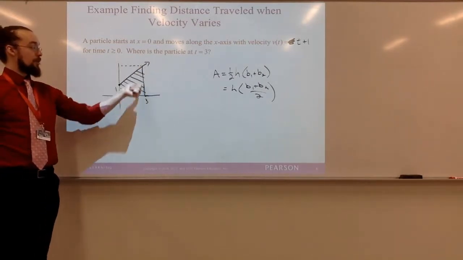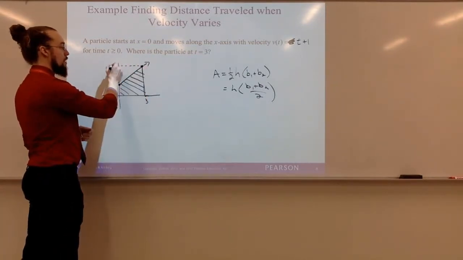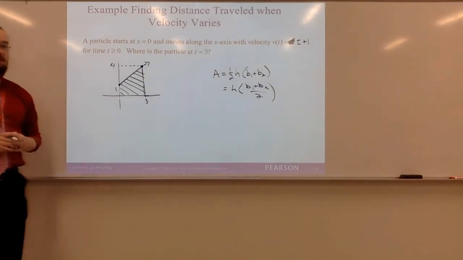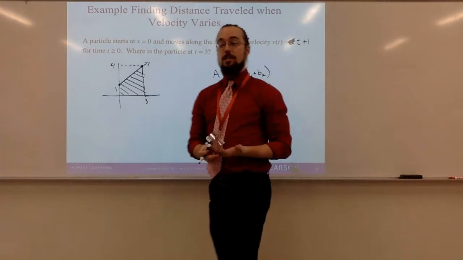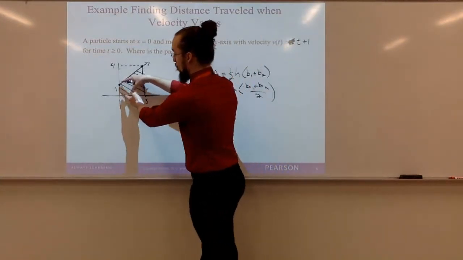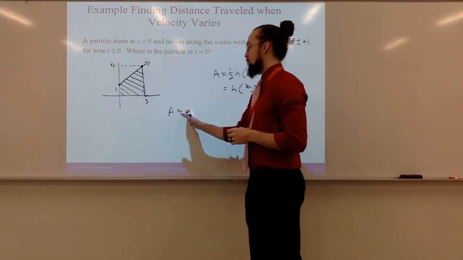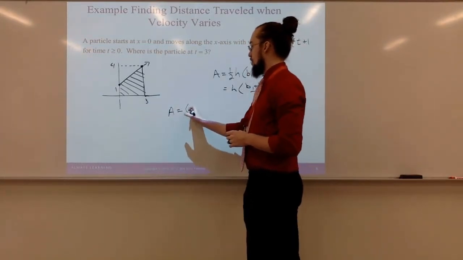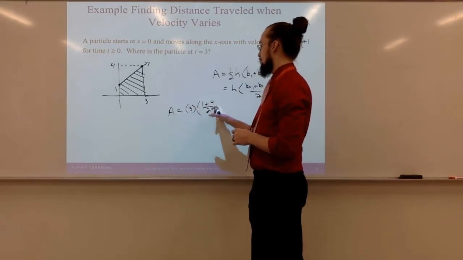So then we'll plug in 3 to get this y value, which is 4. Okay, so now we have all of the information we need, right? I have that my bases are 1, 4, and my height is 3. So the area of this trapezoid would be 3 times (1 plus 4) over 2.